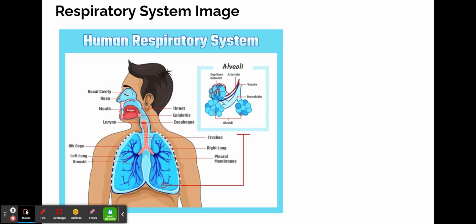The larynx, or voice box, contains the vocal cords and plays a crucial role in your speech production. So, without it, I wouldn't be able to talk to you right now. And finally, we have the trachea, more commonly known as the windpipe. It's a rigid tube that connects the larynx to the bronchi.